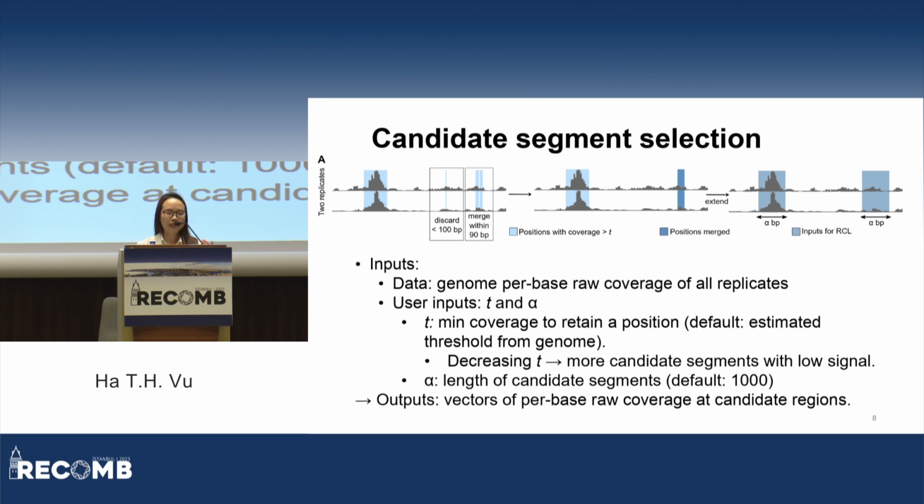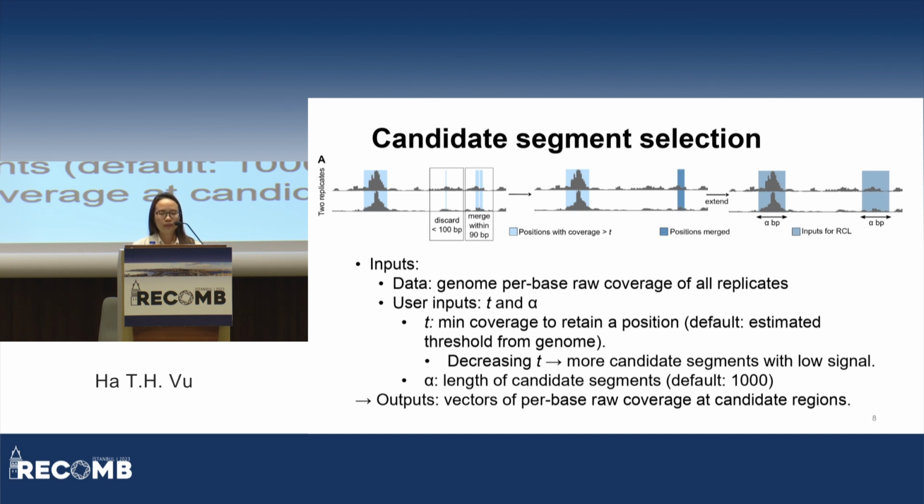We use genome per-base raw coverage data from all replicates, and we keep the positions that have raw coverage greater than a threshold T. T is the mean coverage to retain a position, and this is a user input. As a default, we estimate it from the genome data. We discard the ones that are too small or merge the ones within a certain distance. We explain the 90 base pair choice in our paper, and I will show a QR code later.